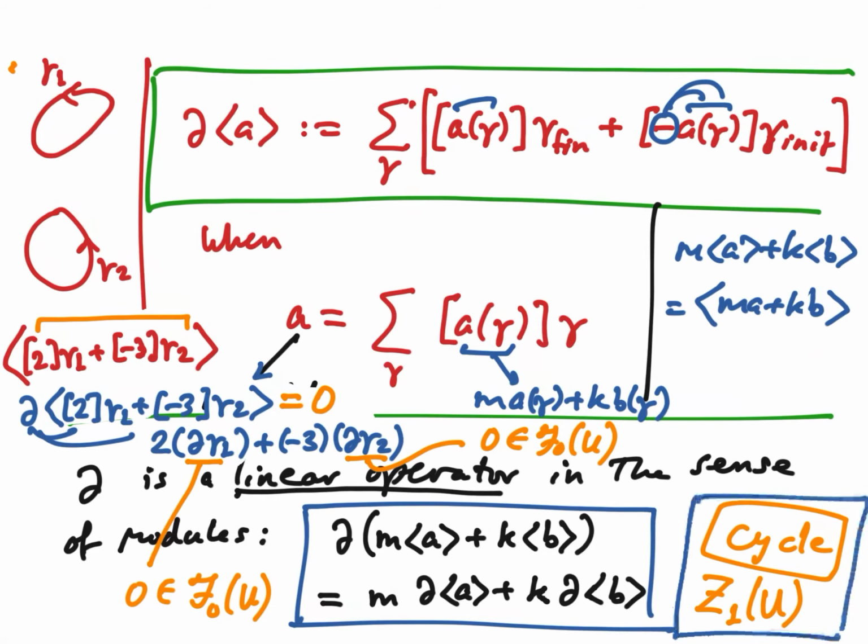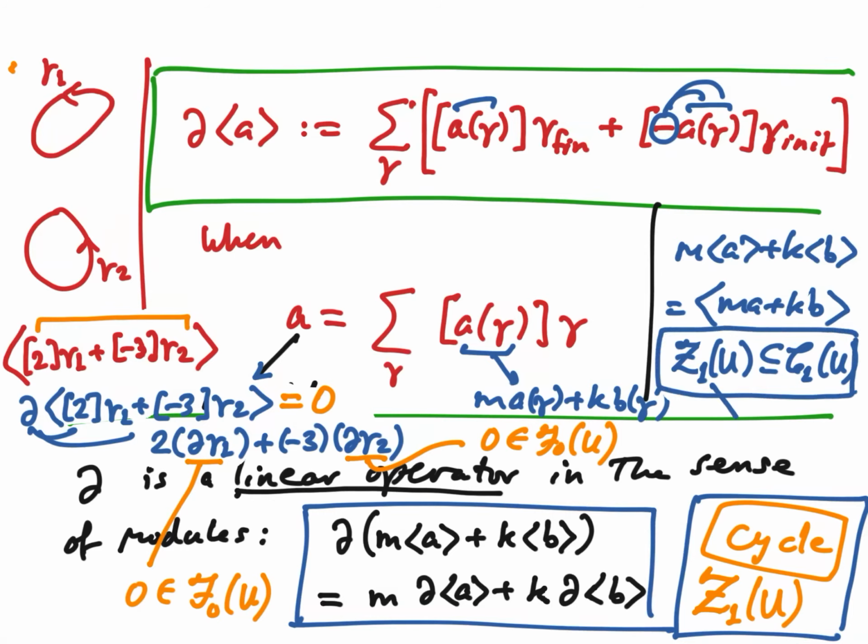Okay, so the cycles are just special chains. So the set of cycles, 1 cycles, is inside the set of 1 chains. I probably should write that as a kind of script Z to be in keeping with our general style of notation, where I'm using script letters. But anyway, yeah, the set of 1 cycles, script Z of 1 of U, is a subset of the set of 1 chains. But it's just the ones that have a boundary of 0. So it's exactly those chains that have a boundary equal to 0. And we can identify those formally as essentially formal sums of loops.